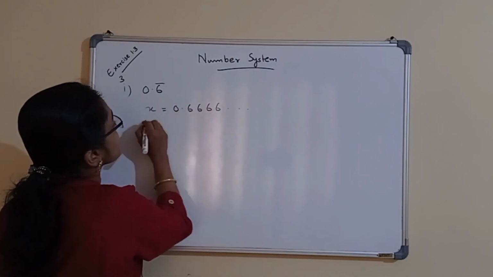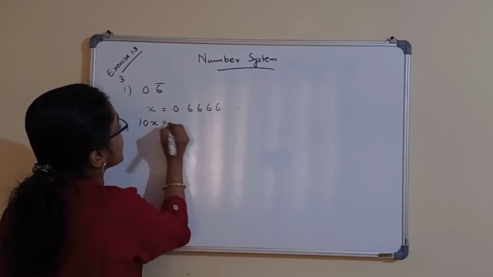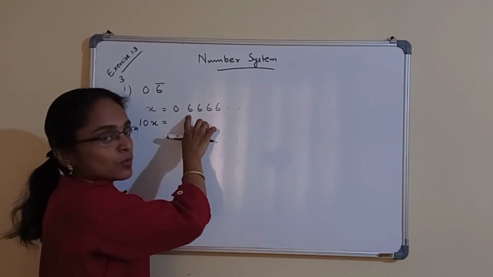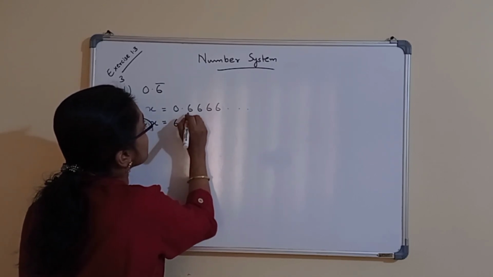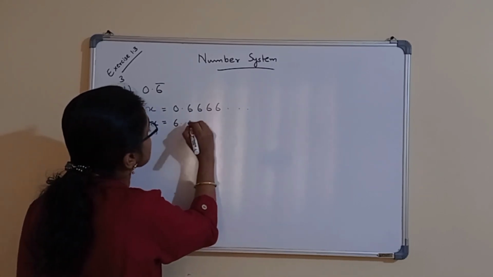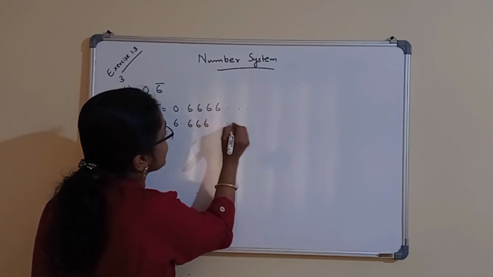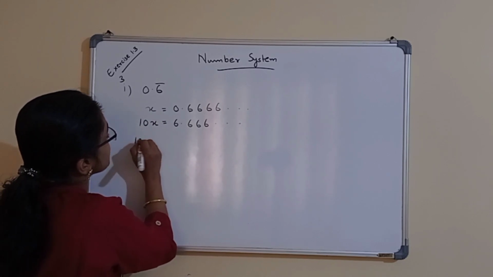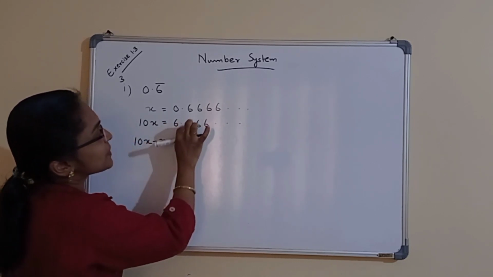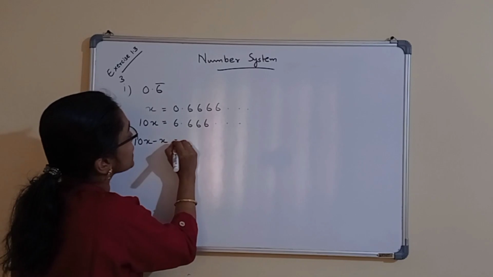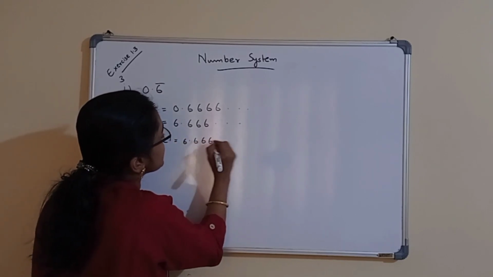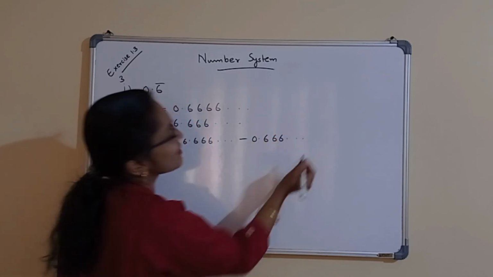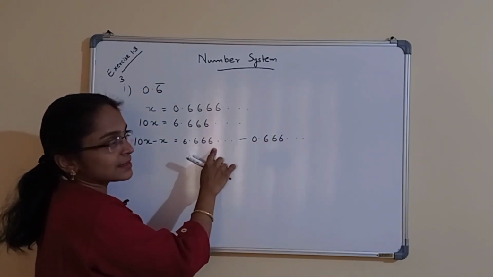Now, 10x can be taken as, if we multiply this by 10, we have to multiply this also by 10. So, if we multiply this by 10, we will get 6.666 etc. And now we subtract, 10x minus x, we have to subtract this also. That is 6.666 etc. minus 0.666 etc. So, if we subtract this, what will we get?